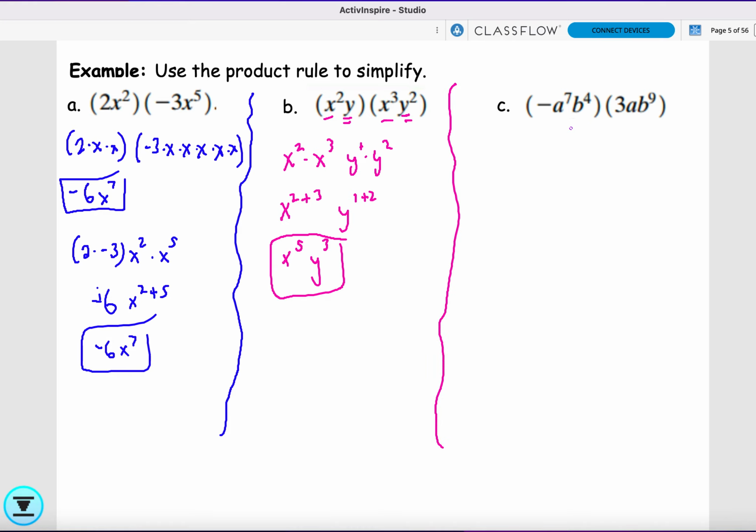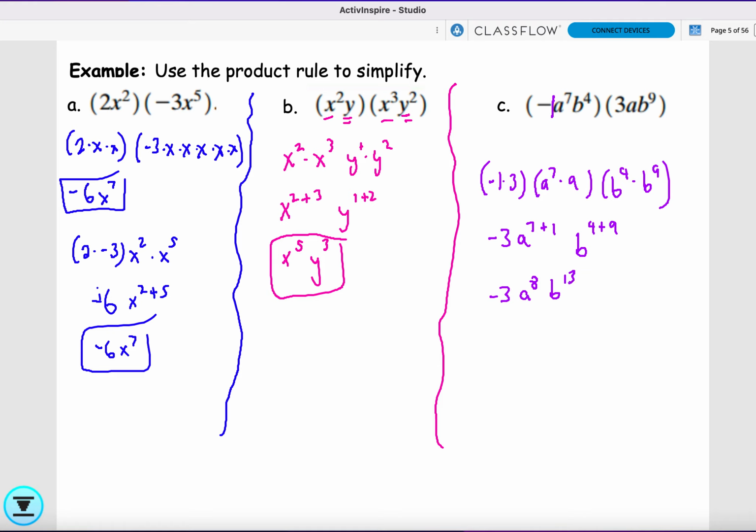Let's look at C. So C, we have a -1 invisible that we don't see in front of the A. So here we're going to multiply for the numbers. So I'm going to put the numbers apart, right? So I'm going to pull -1 times a +3. I'm going to do A to the 7 times A, and then B to the 4th times B to the 9th. So -1 times 3 is -3. Then for the A's, it'll be 7 plus 1. For the B's, it'll be 4 plus 9. Because we're using the product rule. So -3, A to the 8, B to the 13th. And we're done.